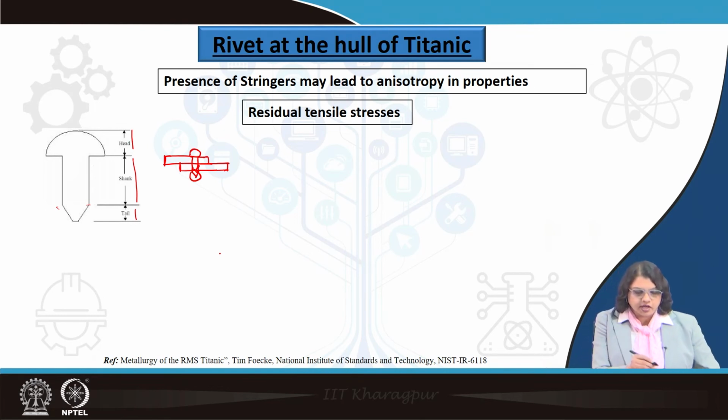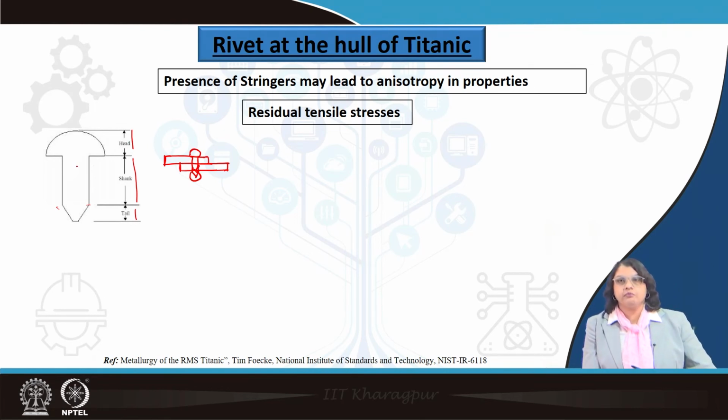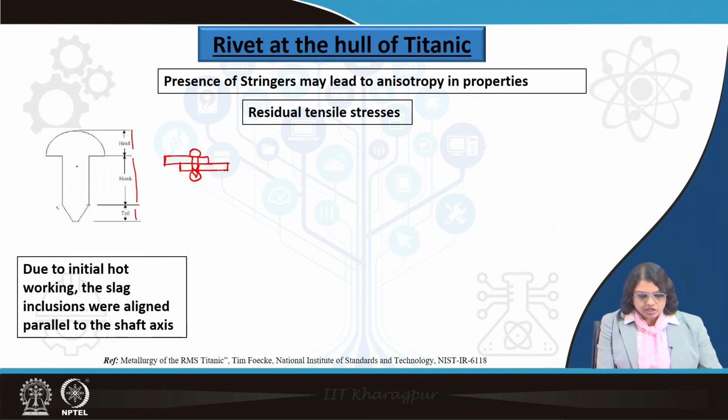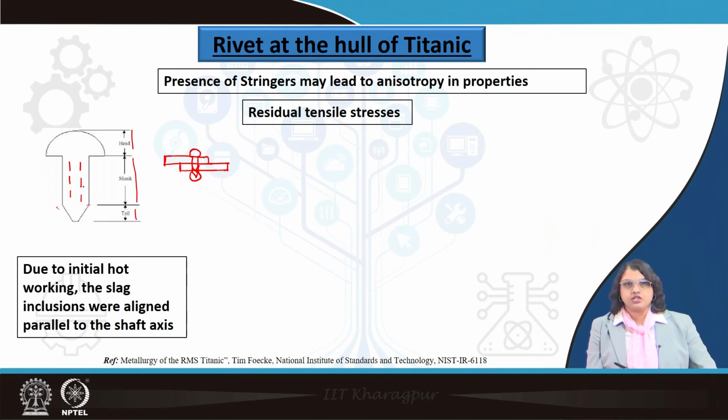Initially, when the rivets are being made in the wrought process itself, due to the initial hot working, the slag inclusions were aligned parallel to the shank axis. So, the inclusions, the stringers that we saw in the last slide, were aligned in a direction like this, because high temperature was applied for the working, and they always align along the working direction. We have also seen that.